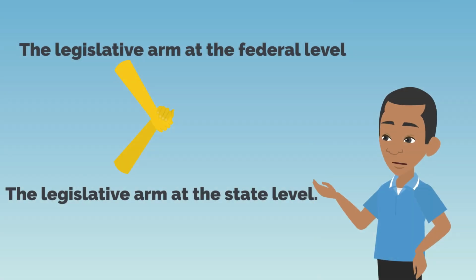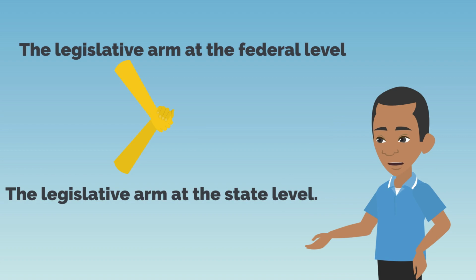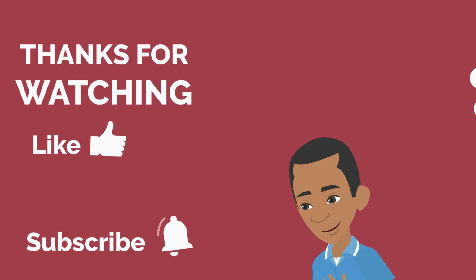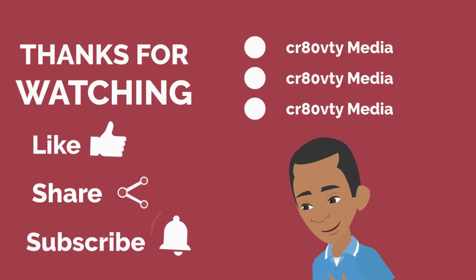So basically, most of what applies to the legislative arm at the federal level applies to the legislative arm at the state level. This is where we'll end this video, and in our next video, we'll kick off chapter 6.